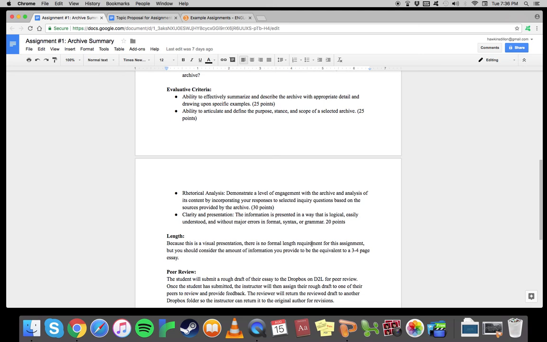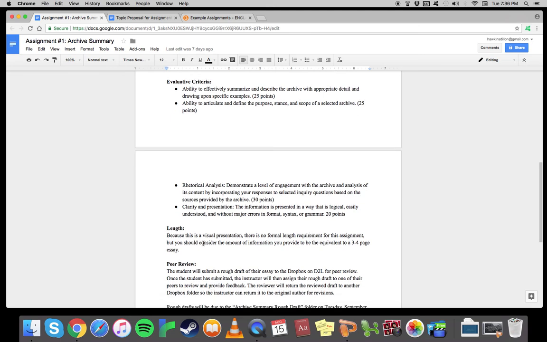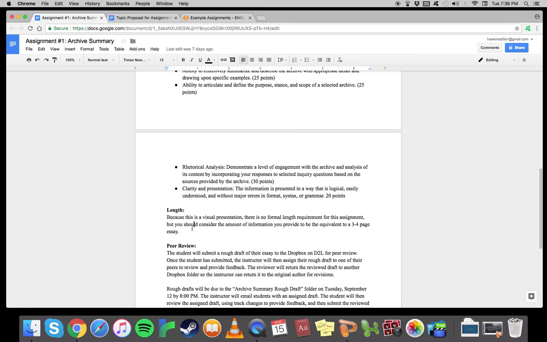Now, this is a visual presentation. It's a slideshow. It's not your typical essay. So what is the length? Well, think about it this way. The amount of information that goes into the slideshow should be about 3 to 4 pages worth of information. I don't know how many slides that is. That could be 15, could be 20 slides, something of that nature. So think about it in the way that the amount of information that goes into your slideshow should be enough to fill 3 to 4 pages. Okay.